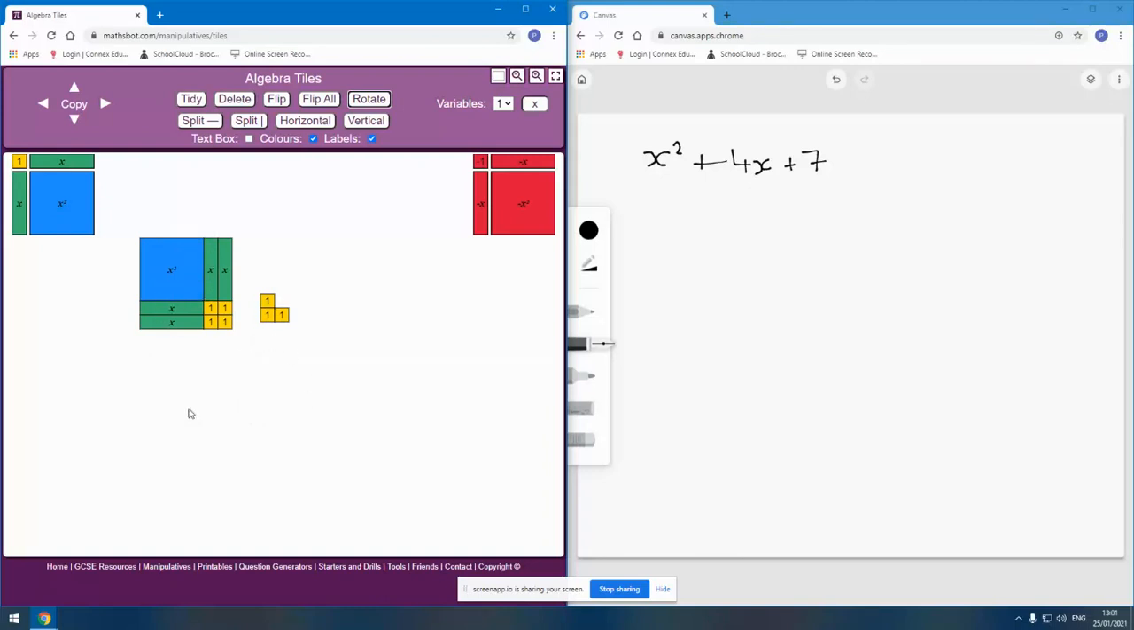And then we could talk about, okay, so what is the length, or what is the dimension of your complete square? And we can see that this is x plus 2 long by x plus 2 wide. And so what we've got here is a complete x plus 2 square plus an extra 3 that we haven't managed to fit into our square.